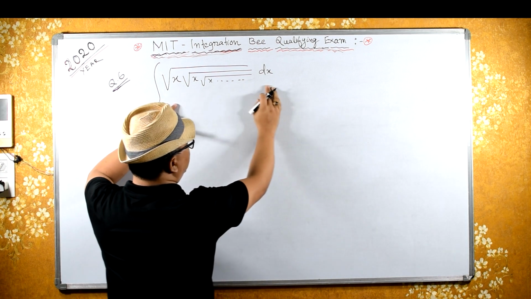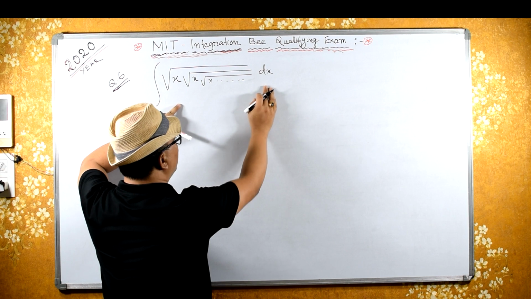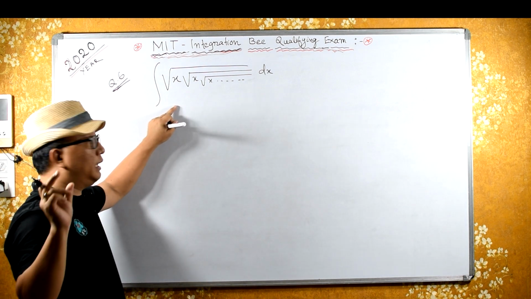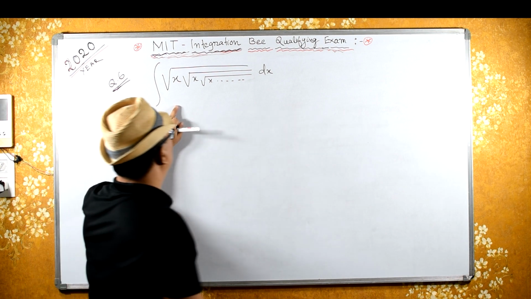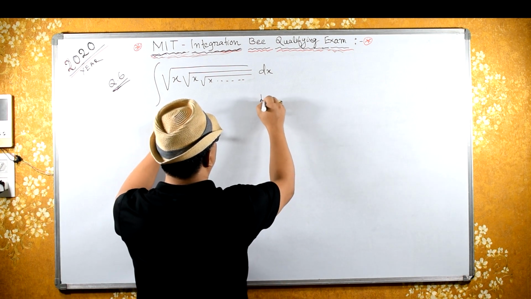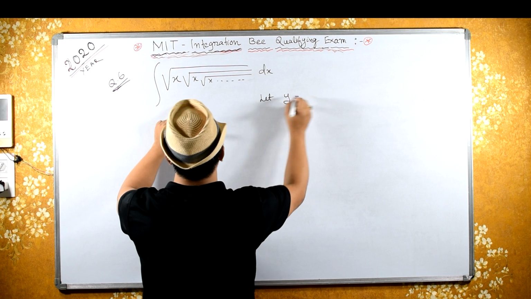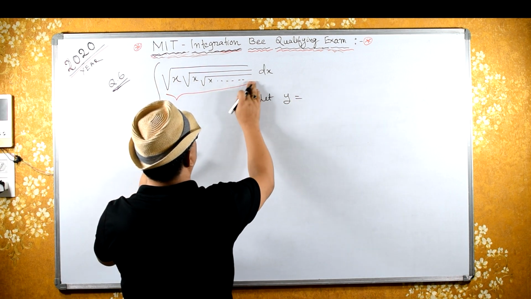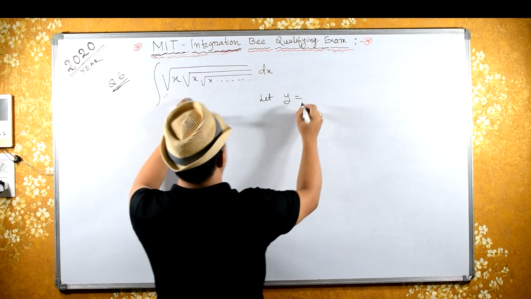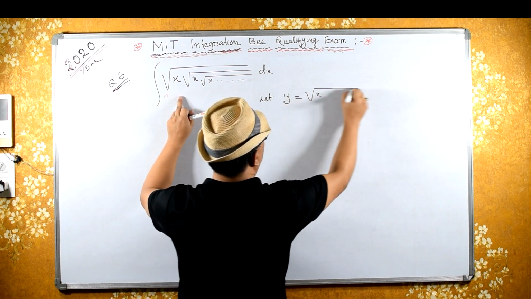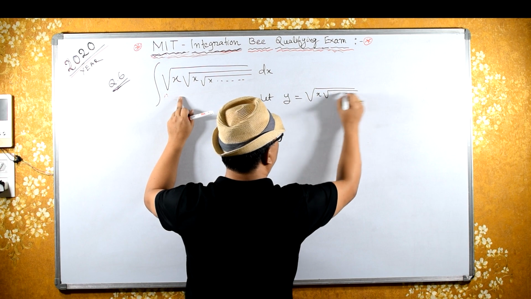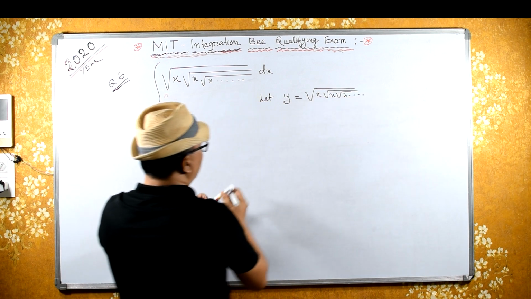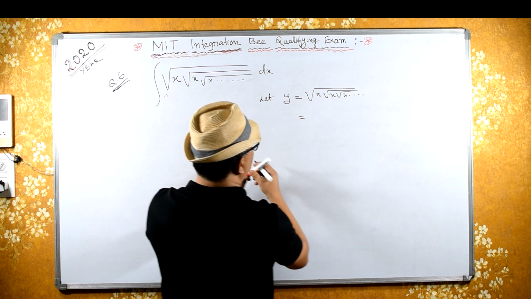Now this is infinity. Okay. Now this is up to infinity. Now if we remove one term from infinity, it doesn't affect anything. Okay. Now let's consider, let y equal to this whole thing: square root of x upon square root of x into square root of x, square root of x, and so on.